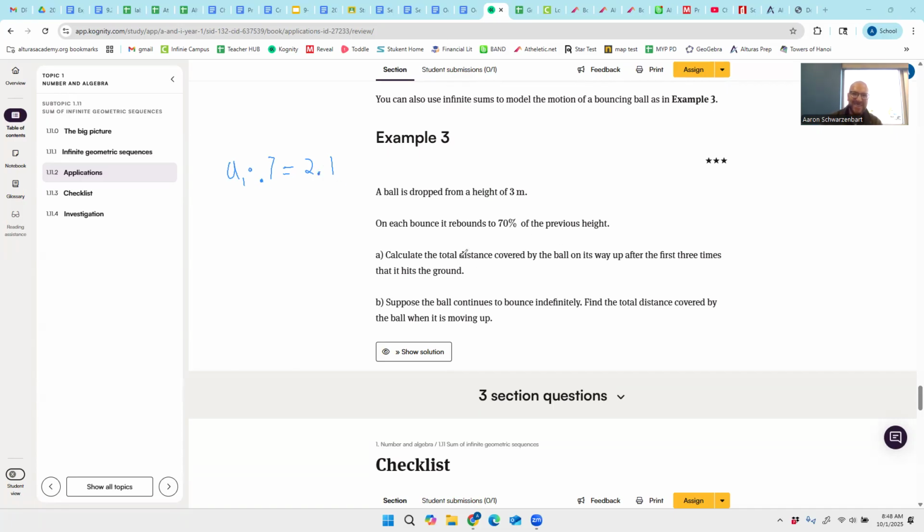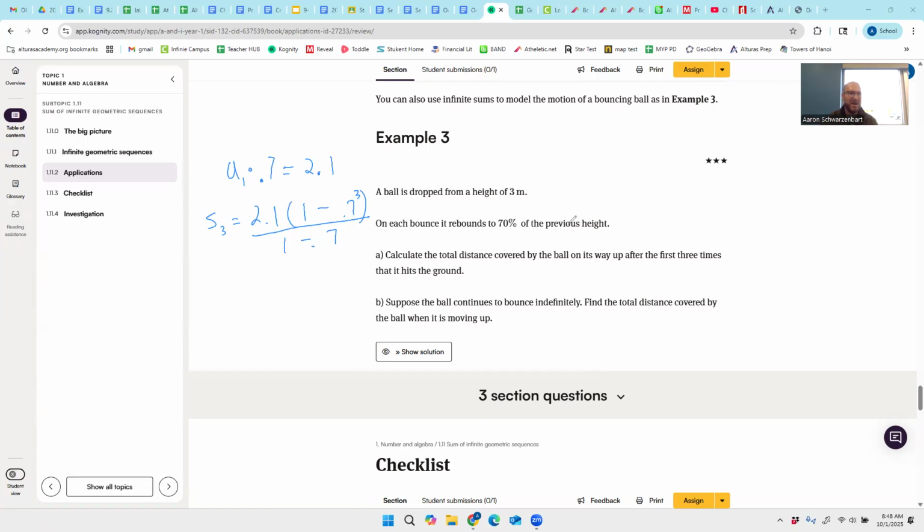So calculate on the first 3 bounces. So this is U1. Essentially I'm doing the first 3. So S sub 3 is 2.1 times 1 minus 0.7 to the third, over 1 minus 0.7. I don't think there was an n minus 1 on that. What's my first term multiplied by 0.7 to get the second term?